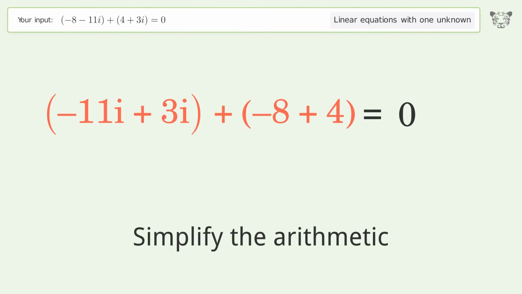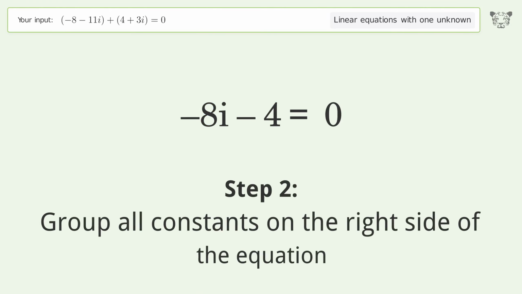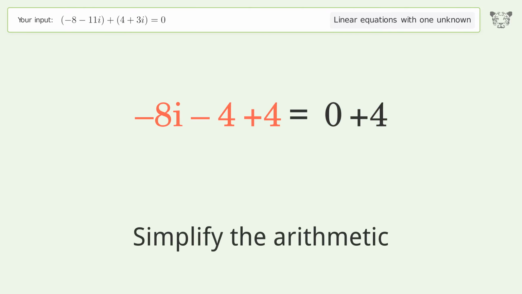Simplify the arithmetic. Group all constants on the right side of the equation. Add 4 to both sides. Simplify the arithmetic.